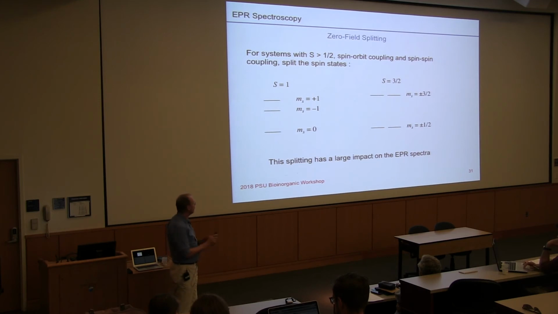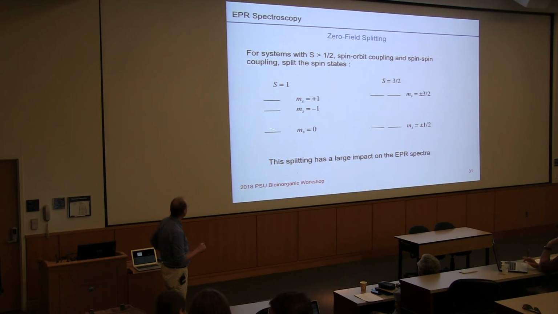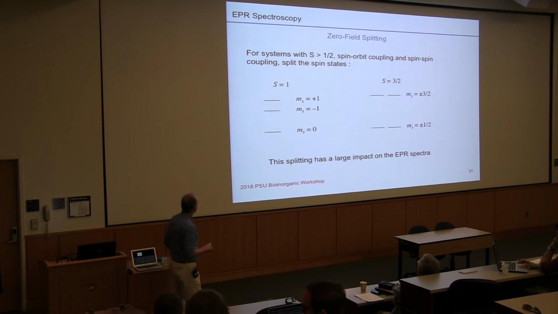Under those conditions, the unpaired electrons can interact with each other, and the spin-orbit interaction as well alters the energy levels of the system, right? And that leads to a splitting of the m sub s levels. And so, for example, if we have spin 1, then the 0, -1, and 1 levels get split apart in energy, right?